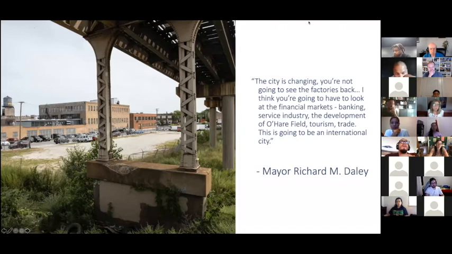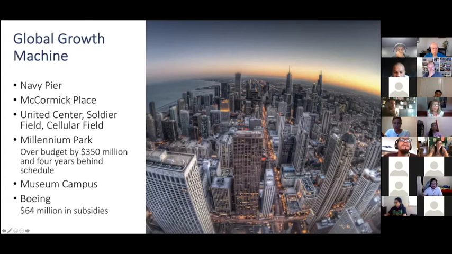And what we start to see during the Richard M. Daley era is this move away from our industrial manufacturing past. And he says those factories aren't coming back. We're going to have to look to the financial markets, banking, being a hub for global transportation. And remember that term I used before about urban growth machine, right? This theory or framework of looking at urban politics. Well, we really see it during the Richard M. Daley administration.